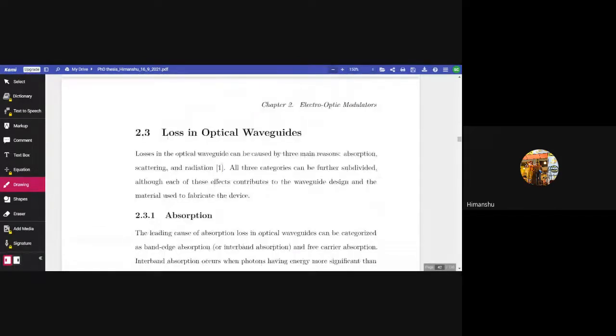Now coming to section 2.3, losses in optical waveguides. Losses in optical waveguides can be caused by three main reasons: absorption, scattering, and radiation. All three categories can be further subdivided, and each of these effects contributes to the waveguide design and the material used to fabricate the device.